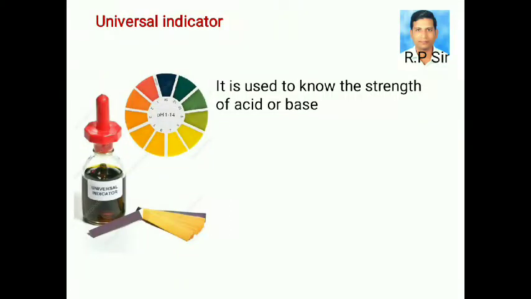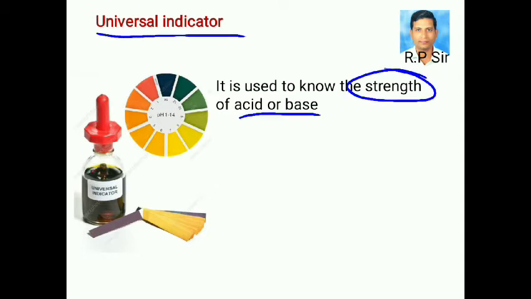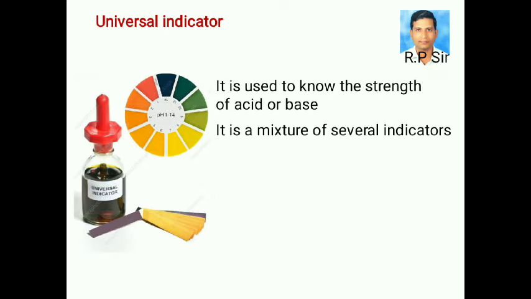Hello children, let us know about universal indicator. It is used to know the strength of acid or base. It is a mixture of several indicators such as water, propanol, methyl red, phenolphthalein, sodium salt, sodium hydroxide, etc.